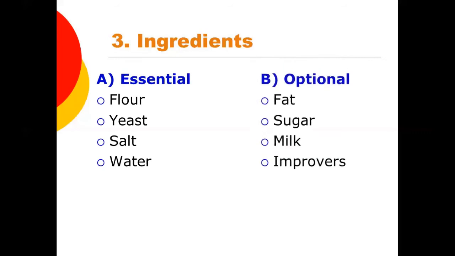And the optional ingredients are fat, sugar, milk, and improvers. Fat and milk enrich, sugar sweetens, and improvers are dough conditioners which improve the product.